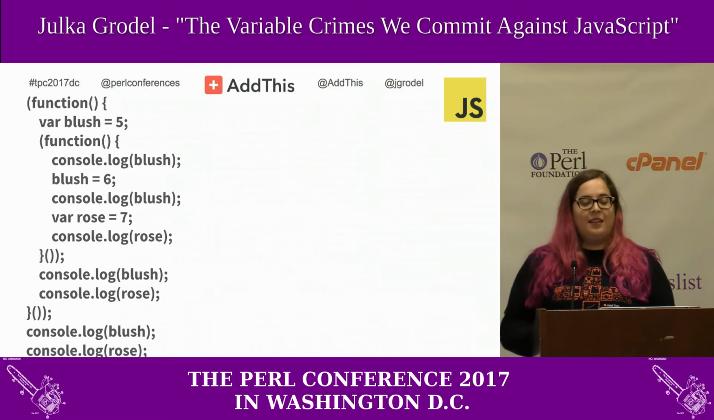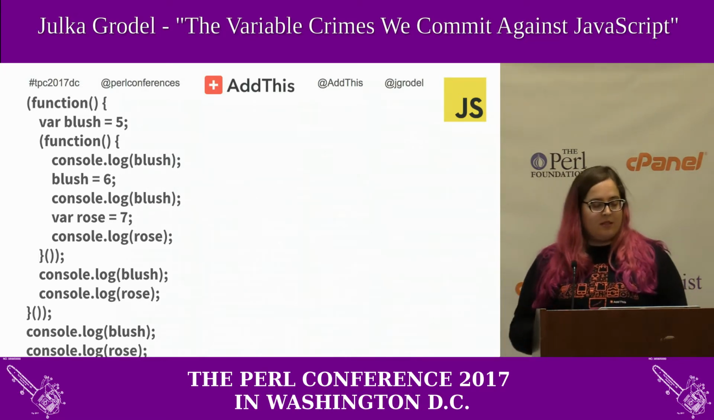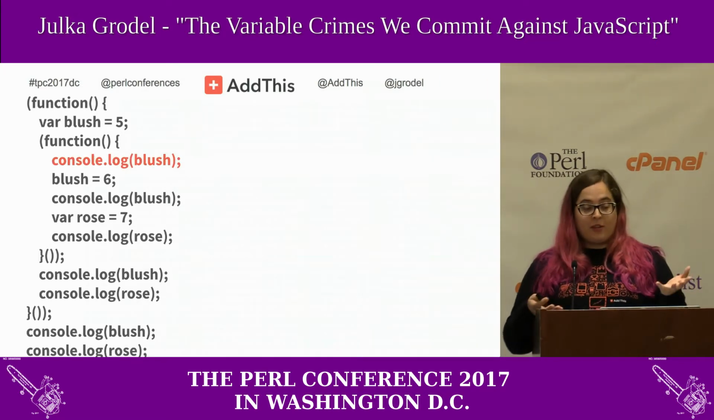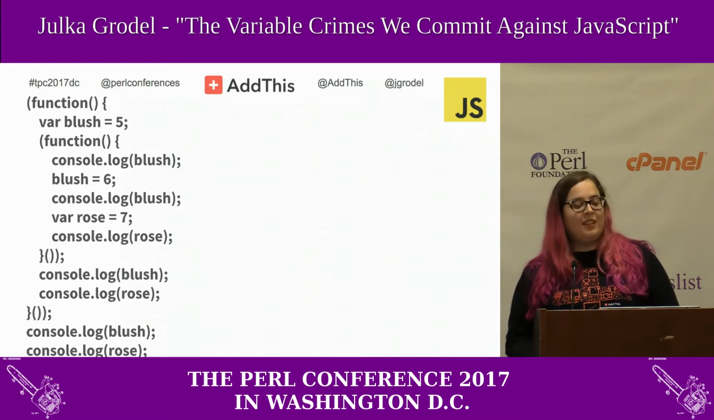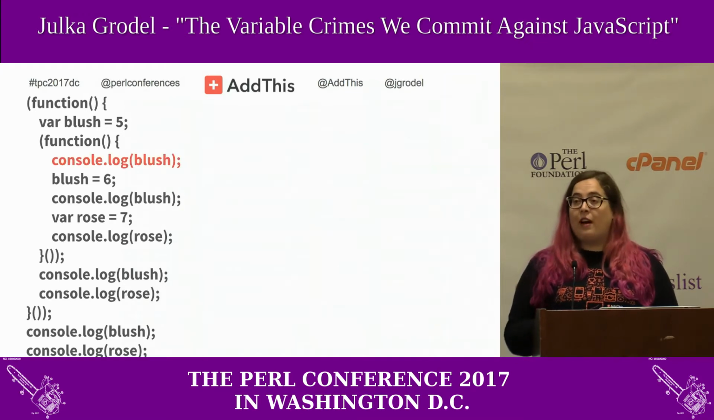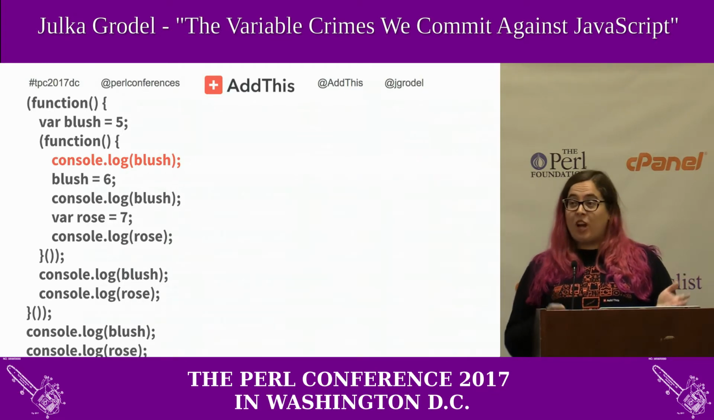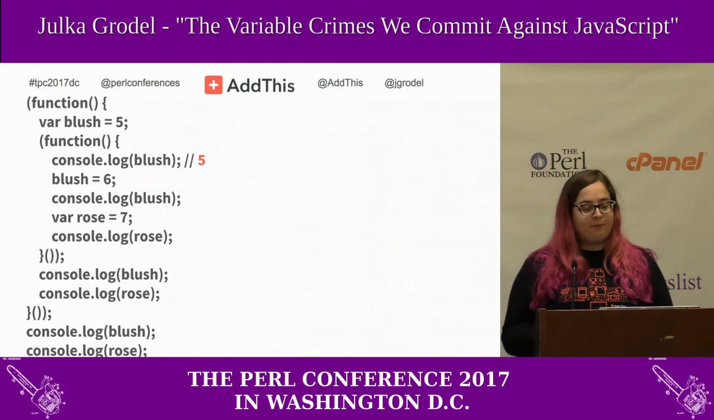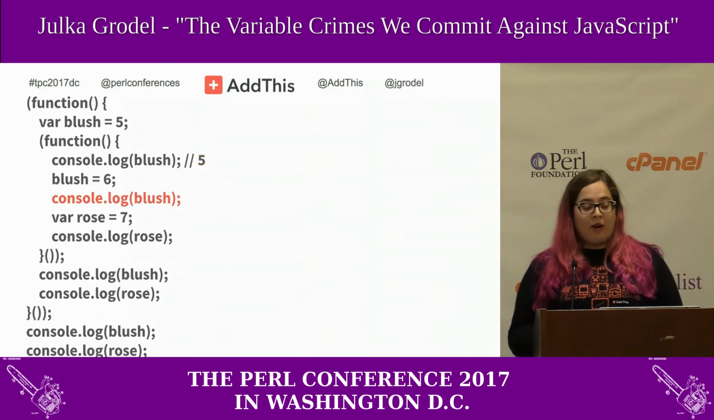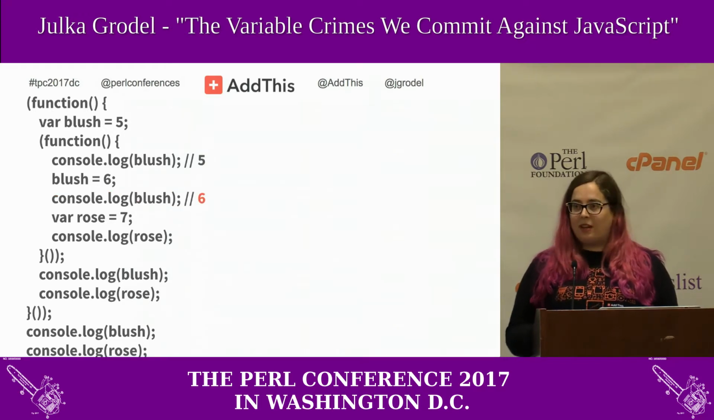All right, and now we're going to do some more of this. So here I have an anonymous function, and I'm going to define var blush equals 5. And then in my anonymous function, I have another anonymous function. And in here, I will console log out blush. And since I'm in a child scope of the one that defined var blush, I'm going to have var blush, and the value is going to be 5. I can then go on to change blush to 6 and console log out blush and get 6 again.